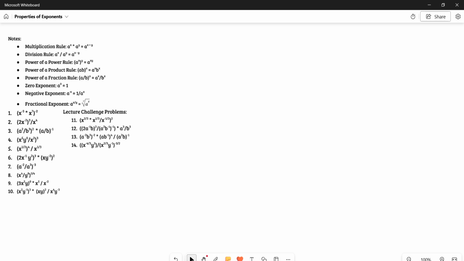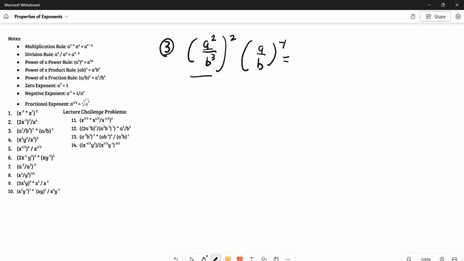Number 3, we're working with a squared over b to the power 3, all to the power of 2, times a over b to the power negative 1. So I'm going to look at this first. I'm going to look at the a squared. This is the power of fraction rule combined with the power of product rule. So we're going to look at the a squared here, right? This is just a to the 2 times 2 over b to the 3 times 2 times a to the power negative 1 over b to the power negative 1.